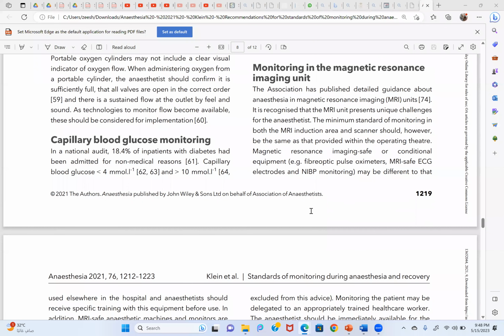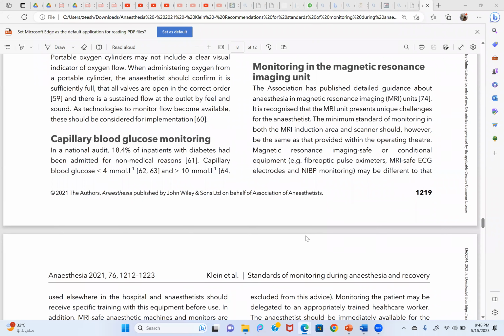Remember one thing: this topic may not be asked in the way I have told you. But remember, all conduct of anesthesia is monitoring. If you can anticipate the problems, you will save your patient. If you don't know, you cannot save.